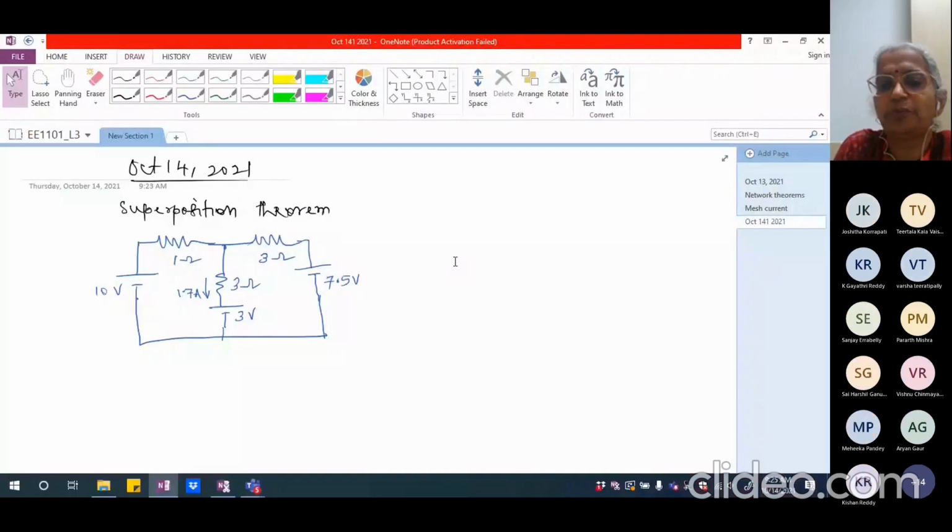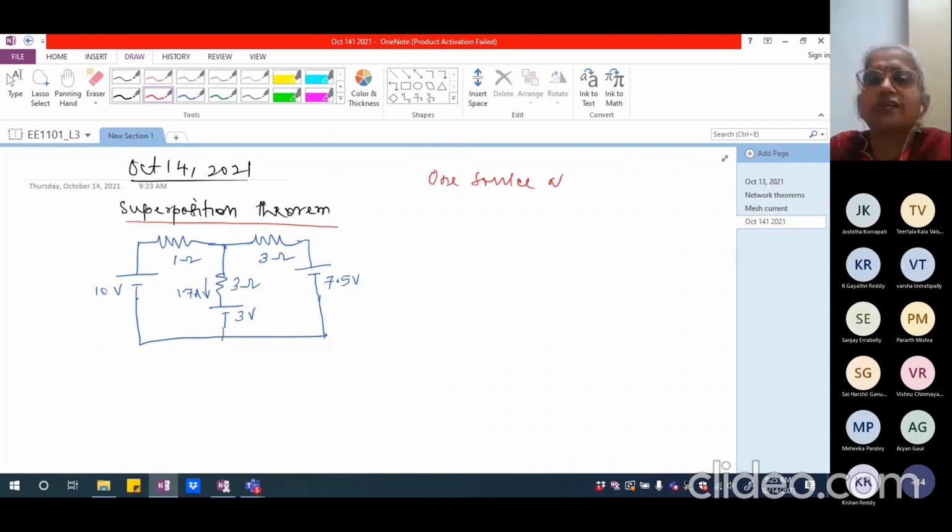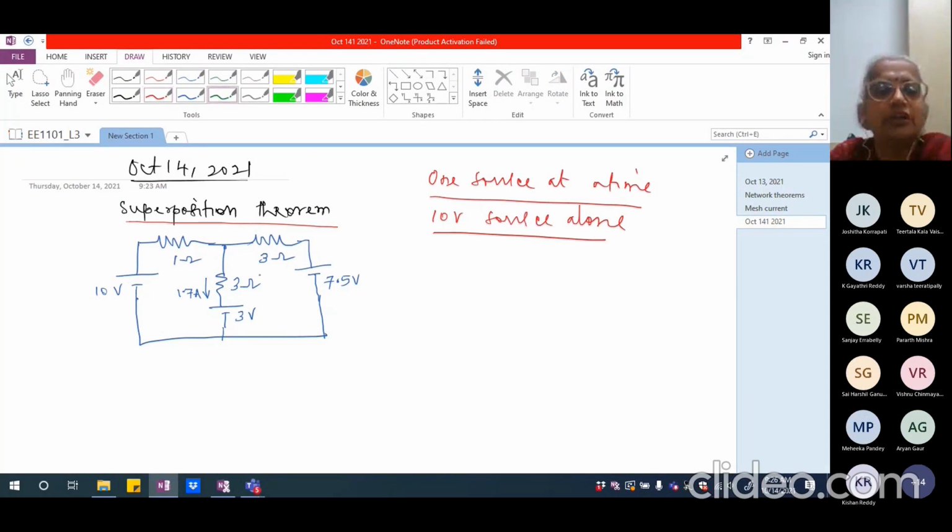Yesterday we were talking about superposition theorem and some of you had questions about the direction of current, how we determine it. So what we did was to take one source at a time. First, I took the 10-volt source alone. When we took only the 10-volt source, we had the circuit somewhat like this.